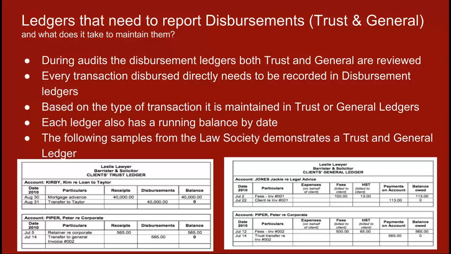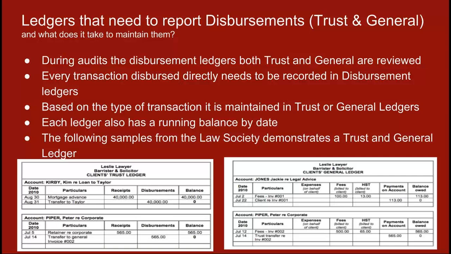Okay? So typically during an audit, depending on what type of audit it is, the disbursement ledgers for both trust and general are reviewed. So this is a common feedback that we receive from our clients and from the legal industry that we work with. Every transaction that's been disbursed needs to be recorded in your disbursement ledgers. And obviously, depending on the nature of that disbursement, it's maintained either on a trust or a general ledger. Okay? If it was dispersed out of your trust, it's got to be in your trust ledger. If it's out of your general, it's no rocket science.